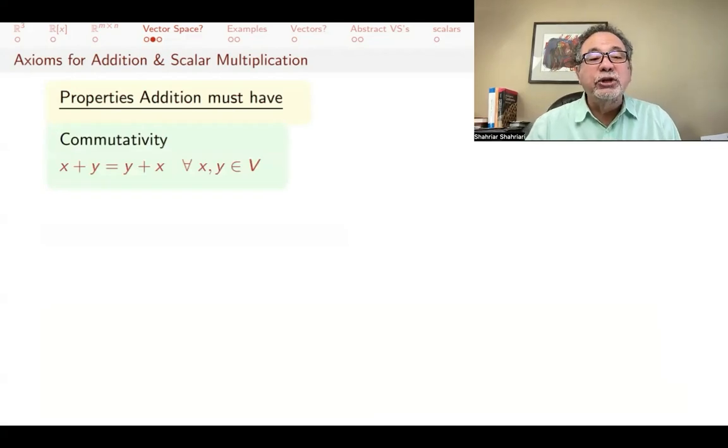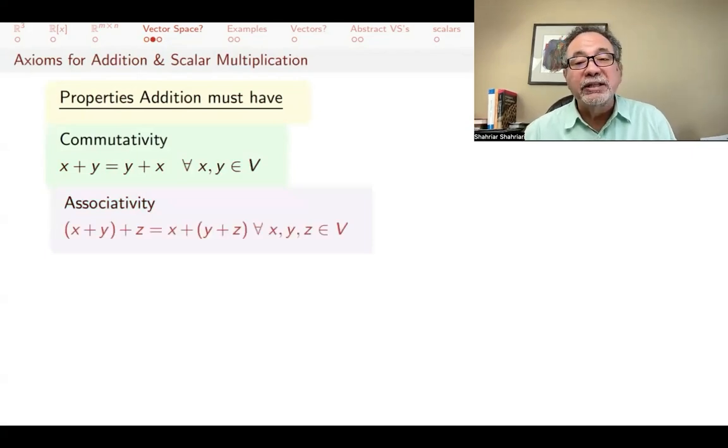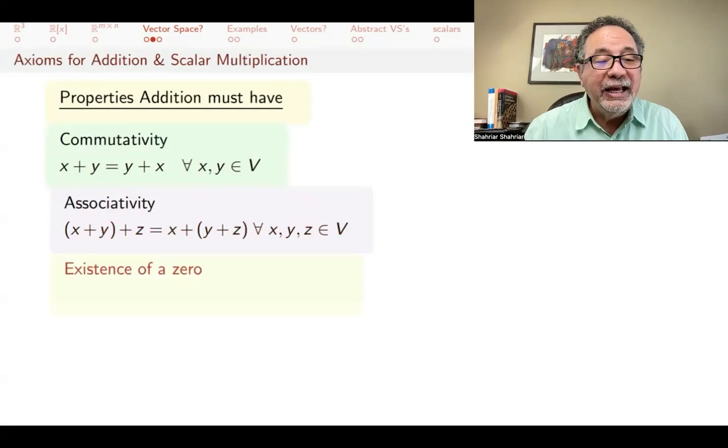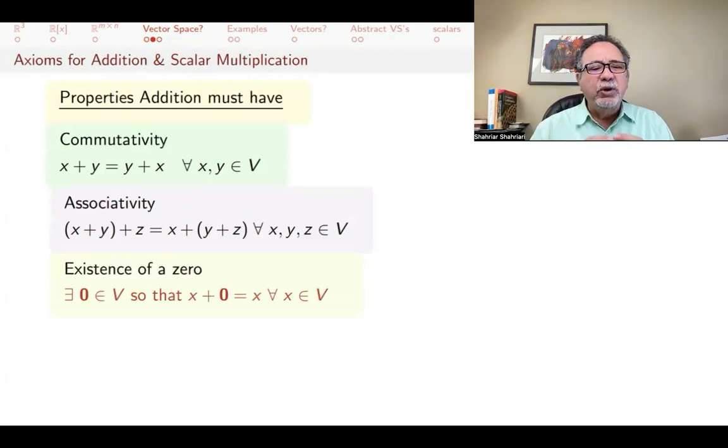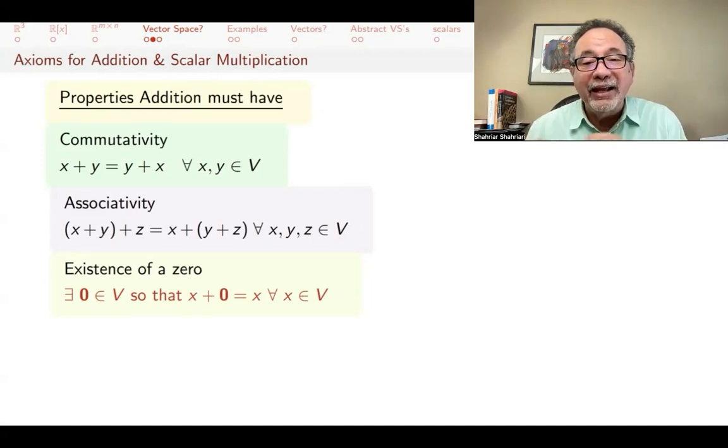The addition has to be commutative, so x plus y should be the same as y plus x. It has to be associative: (x plus y) plus z should be the same as x plus (y plus z). And there should be some element among all the elements that's called the zero vector. How do you know that you have a zero? You have a zero if that element which claims to be zero, when you add it to other things, nothing happens and you get that other thing back again. So x plus 0 should be x.